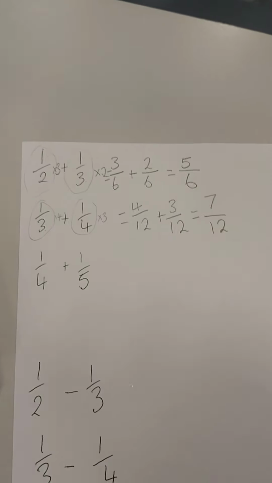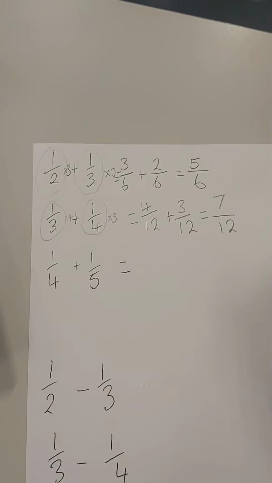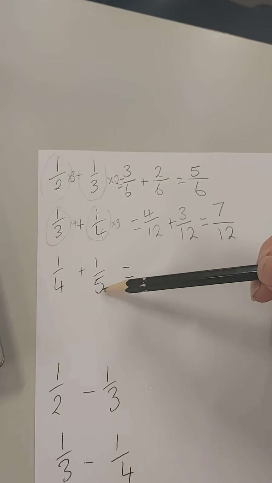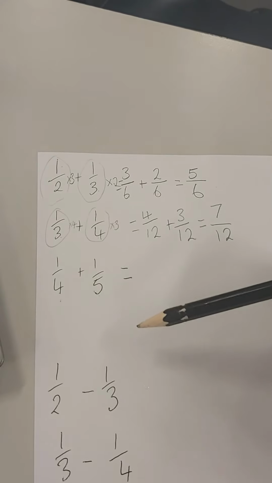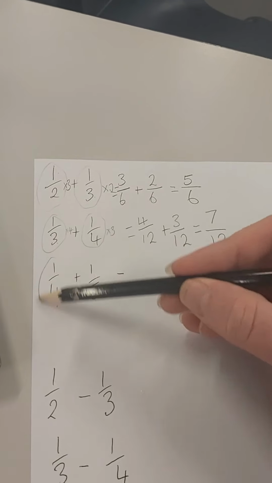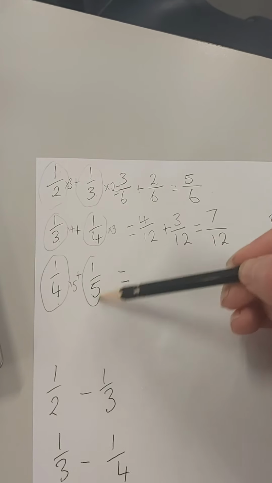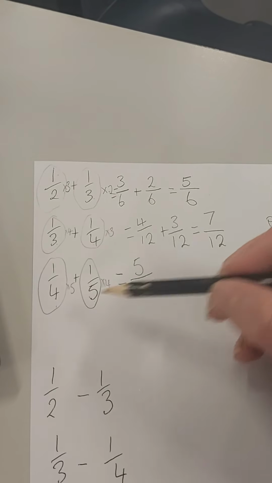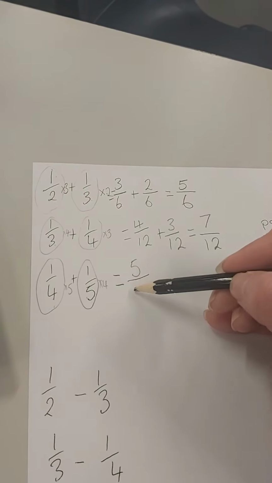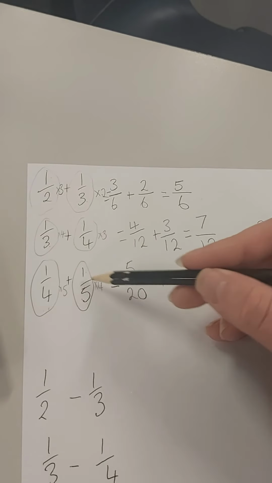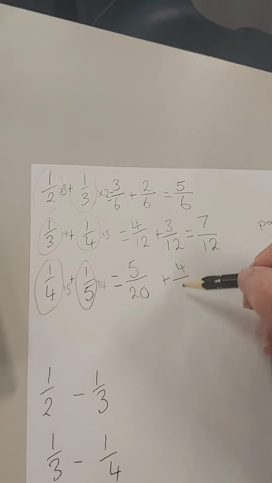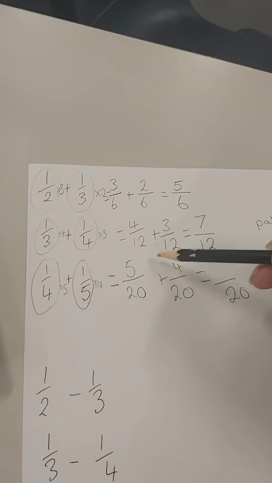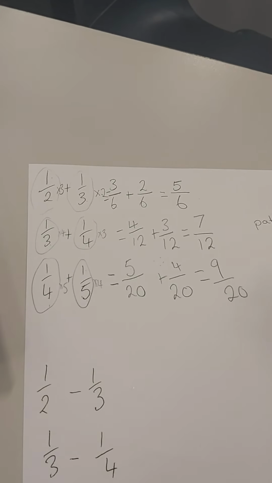Let's have a look at the third one. If you feel like it, you can do this one by yourself. Feel free to pause it and have a go. So again, we're looking for a denominator that both these numbers will go into, okay? So the easiest way is to times this lot by 5 and this by 4, okay? So 1 times 5 is 5 over 4 times 5 is going to be 20. And 1 times 4 is 4. 5 times 4 is 20, all right? So then we're going to end up with 5, 6, 7, 8, 9 over 20, all right?